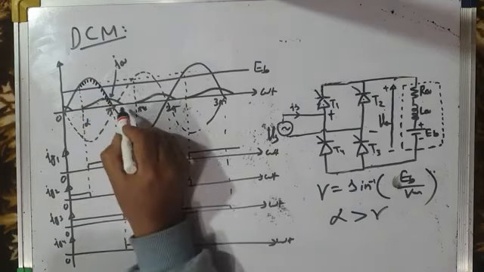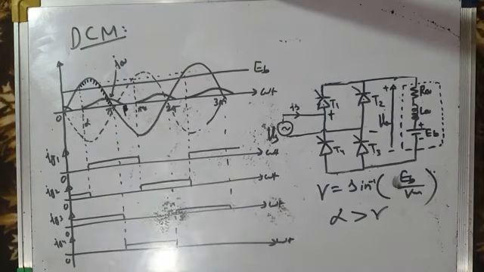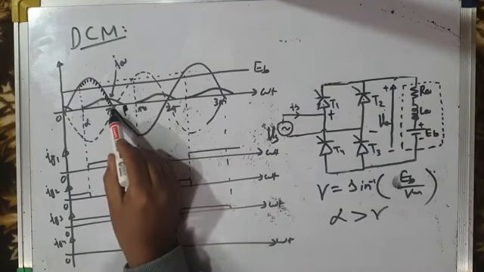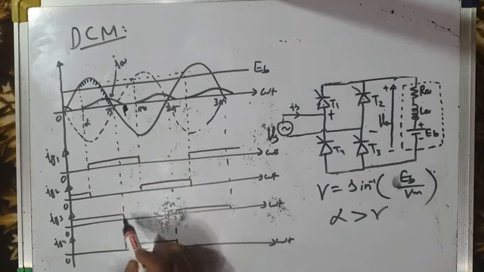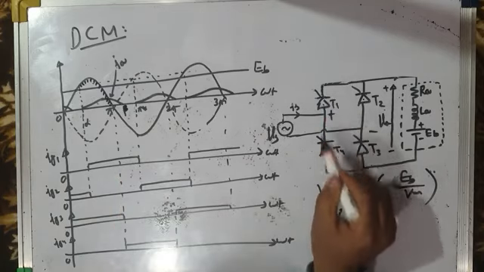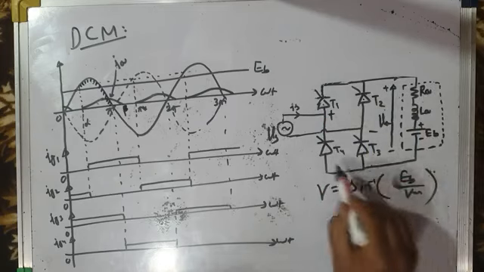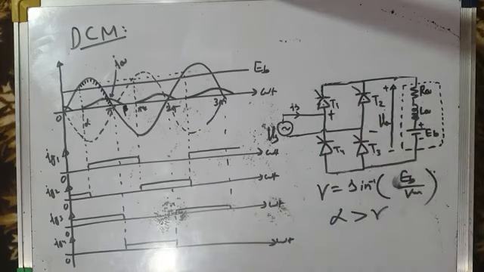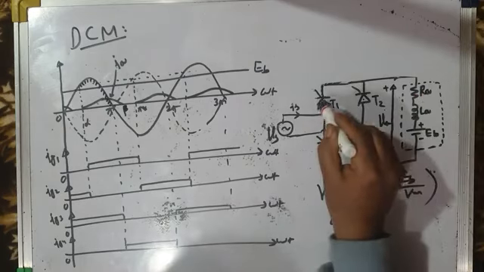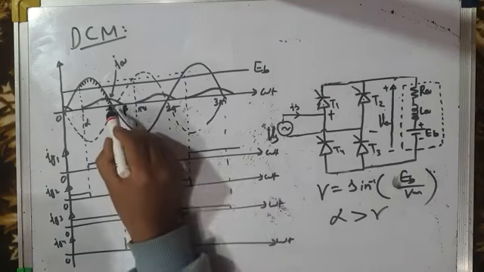What happens from pi to, let's call this angle beta. Beta is called the extinction angle, the angle at which current becomes zero. So from pi to beta, Ig1 is still high, Ig3 has become low, but Ig4 has become high. So Ig1 is high, Ig4 is high. That means T1 is already conducting, T4 will also start conducting, and there will be freewheeling between T1 and T4. Since there is freewheeling between T1 and T4, load gets shorted through T1 and T4, and load voltage becomes equal to 0. So this is the freewheeling interval.